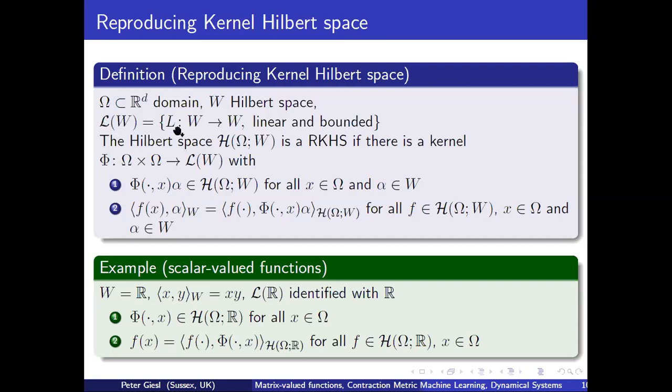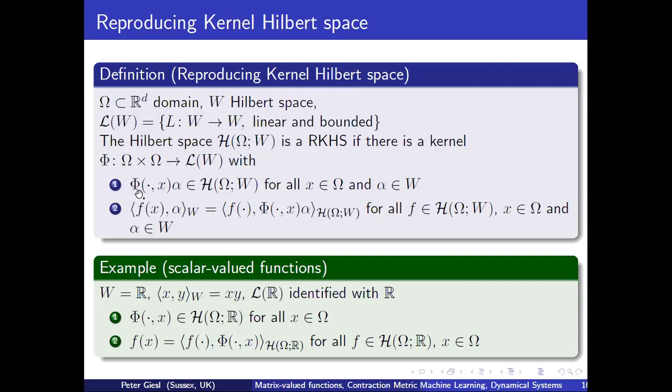LW is the set of linear and bounded operators from W to W. And the Hilbert space is called a reproducing kernel Hilbert space if we have a kernel. So this kernel phi is now a map from omega times omega into LW, the space of these linear and bounded operators. And we have still these two conditions.